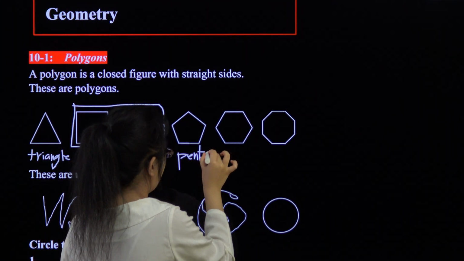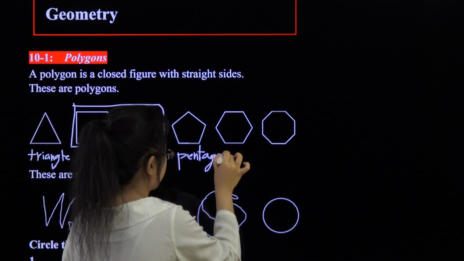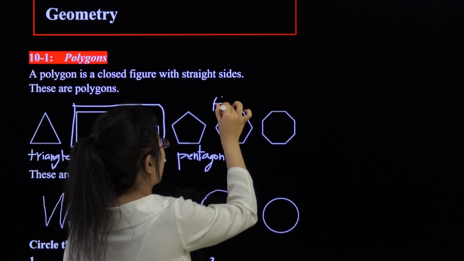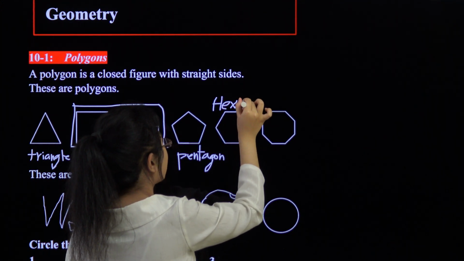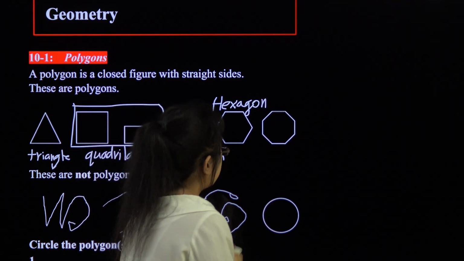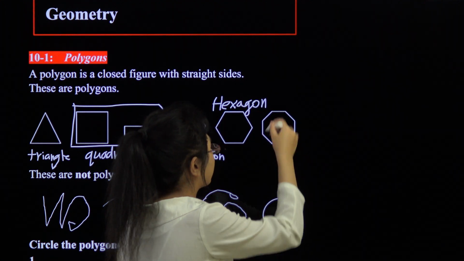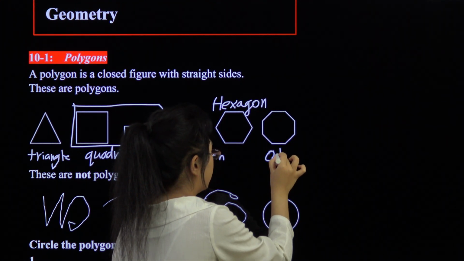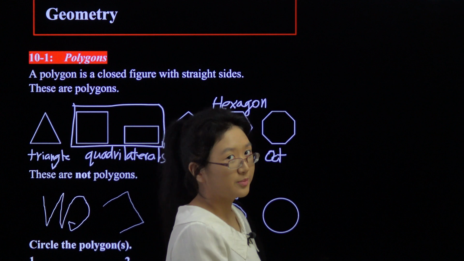Penta is 5. Then it's hexagon. Hex is 6. Now, septagon would be next, but this has 8 sides, so this is octagon. Octa for 8. Octopus.